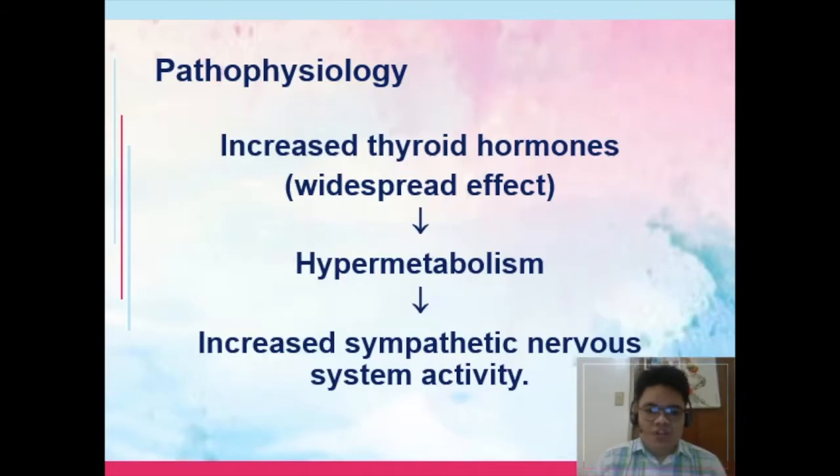So, pathophysiology. The increase of your thyroid hormones would have widespread, systemic effect, just like the decrease of your thyroid hormones. So, there will be hypermetabolism. Hence, there will be an increased sympathetic nervous system activity. So remember, your SYMPA is your fight or flight response. So class, if your patient has hyperthyroidism, we are expecting a patient that would have an increase in the heart rate, increase in the basal metabolic rate, and increase in the sympathetic innervation.